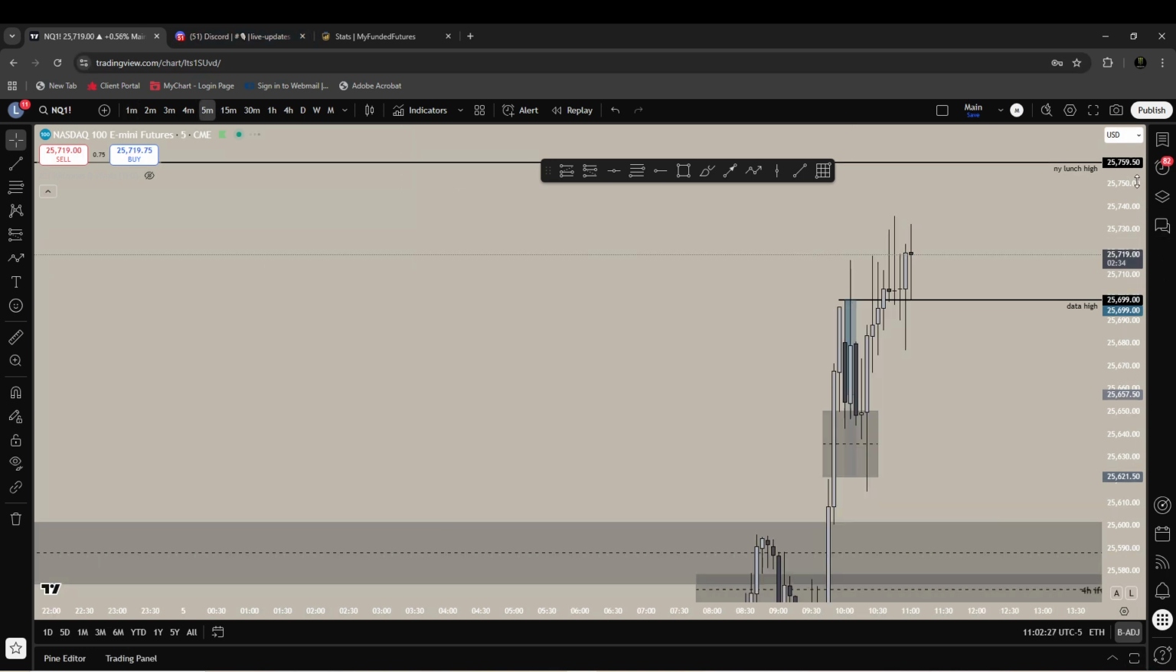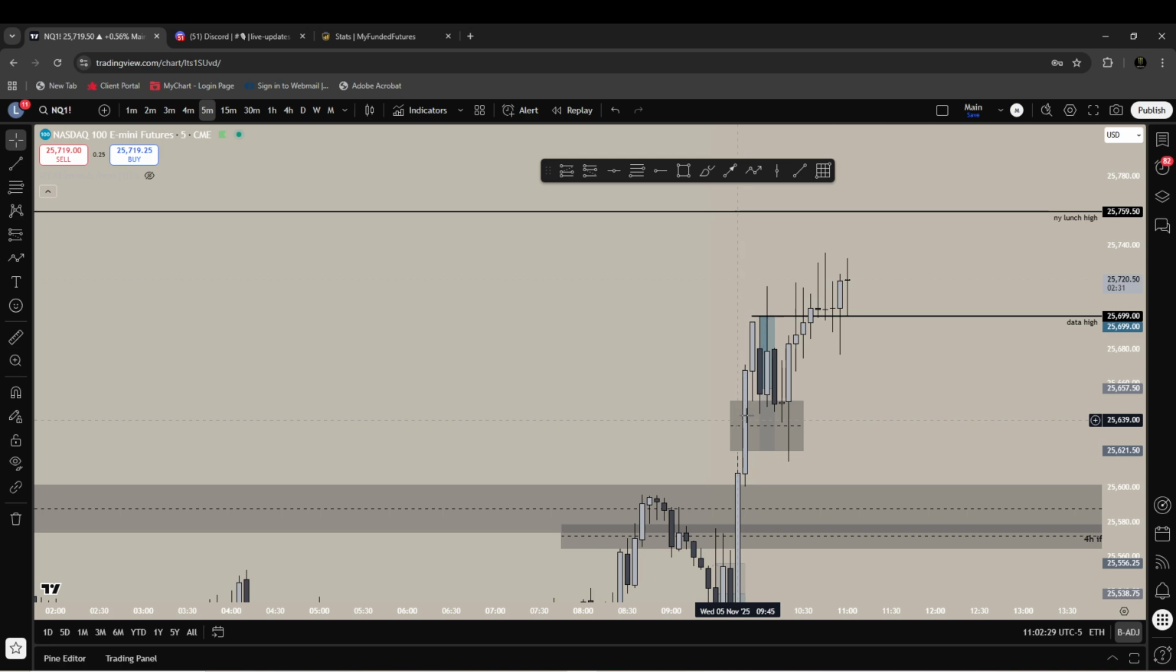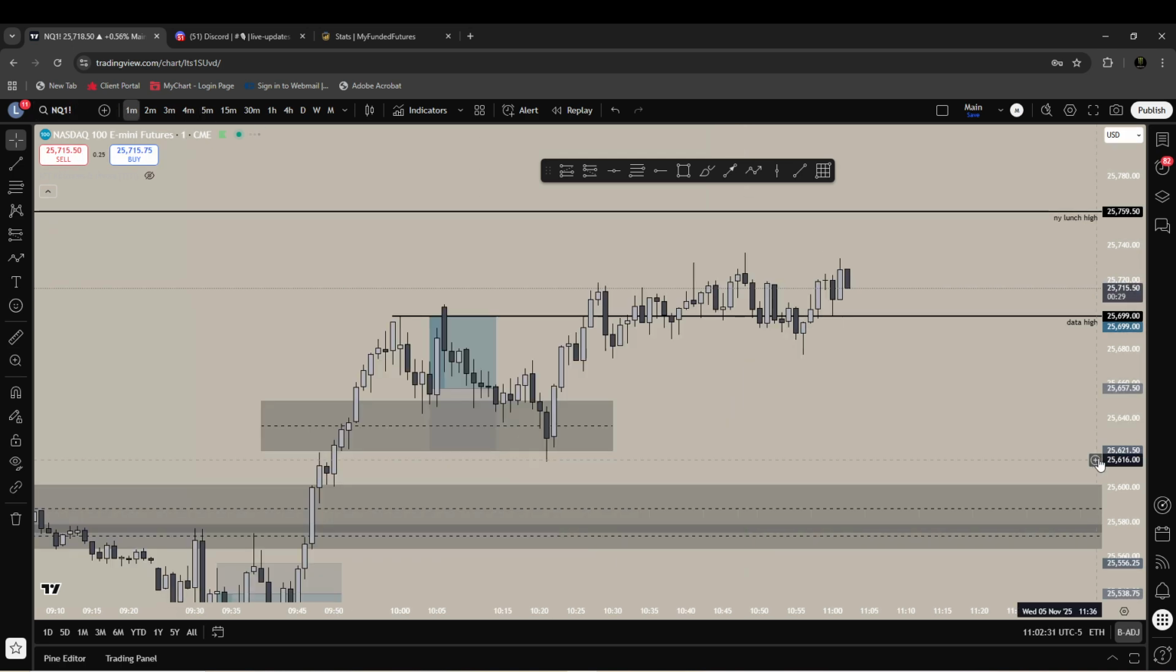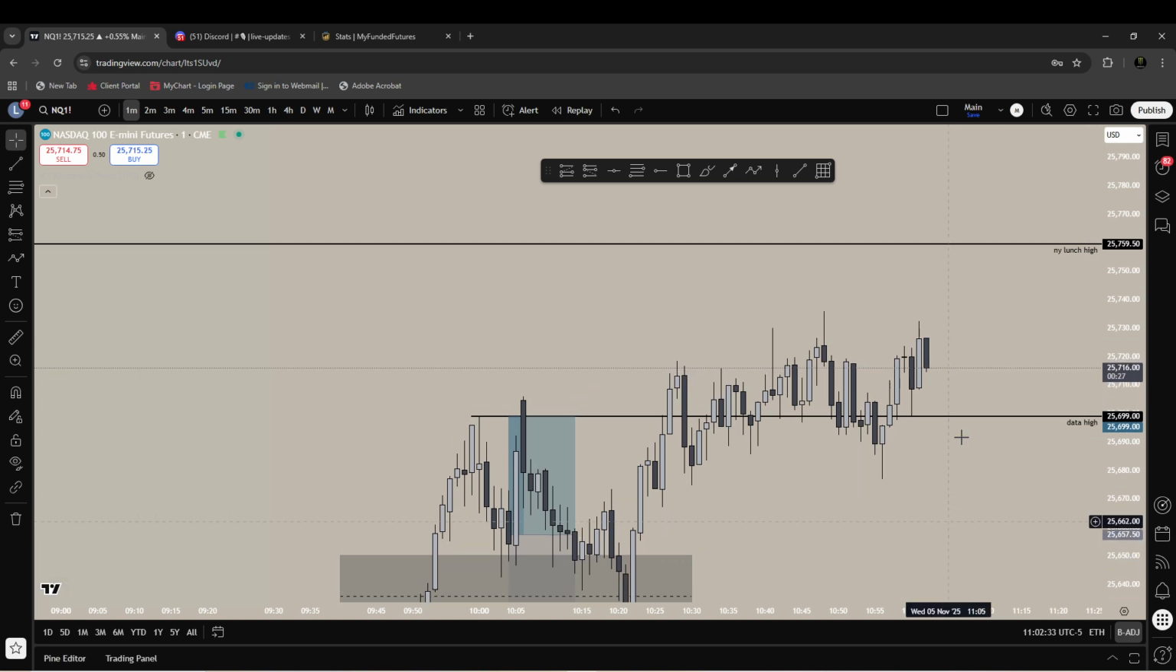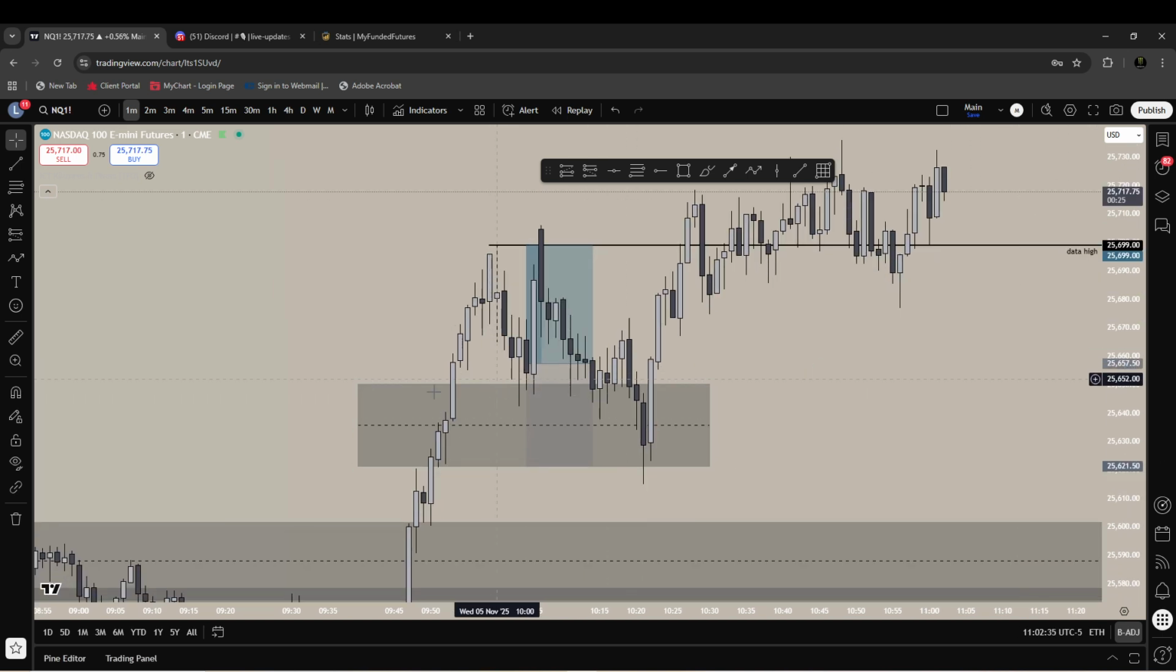Again, same idea here though. We put in the data wick high, we pull back into the 5 minute gap, we get rejection on the 1 minute right here. I take my entry off this rejection. We're also tapping into this 1 minute gap right here, and I basically fully TP on 2 of my accounts at this wick high right here.